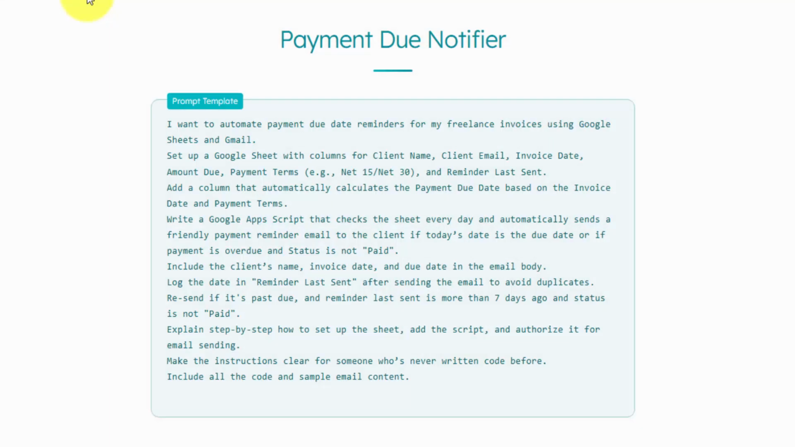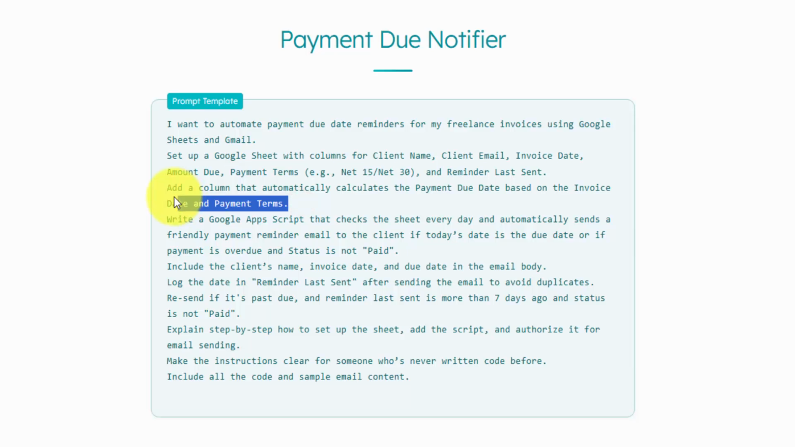For this next example, we're going to build a payment due notifier, and we're going to jump into Google Sheets to do this along with Google Apps Script, which lets you automate emails from your Gmail account. So I have that goal in mind here. I'm also giving it the columns: client name, client email, invoice date, amount due, payment terms, and reminder last sent.